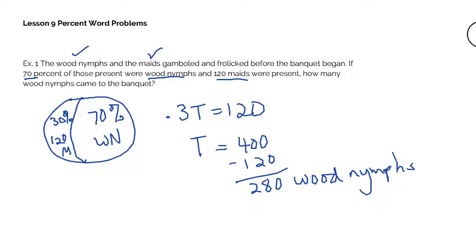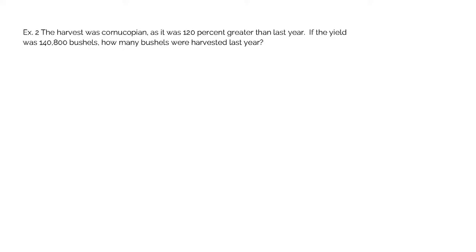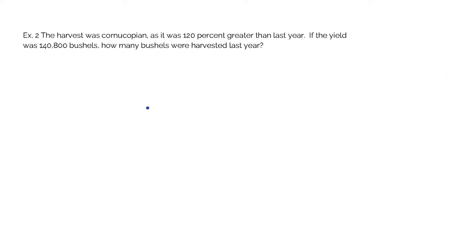Now the next one, we're talking about percents that are over 100. And I do this one a little bit differently than that. So let's just see. And again, most kids at this point have a way that they do percents. So I don't want to mess with your way, but I will show you the way that I do it. The harvest was cornucopian, as it was 120% greater than it was last year. If the yield was 140,800 bushels, how many bushels were harvested last year?